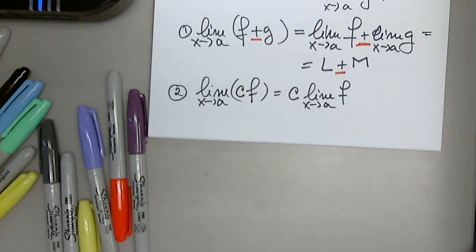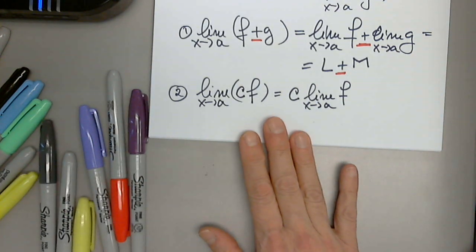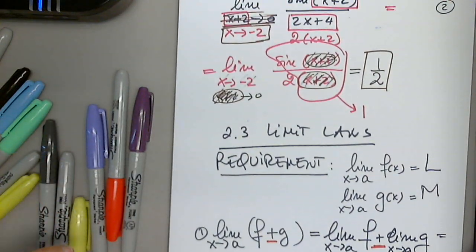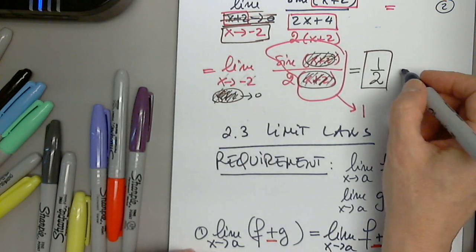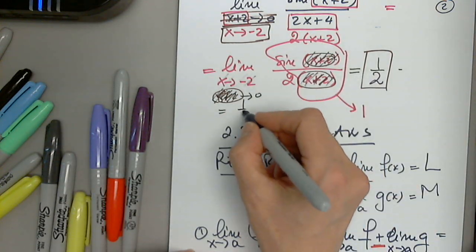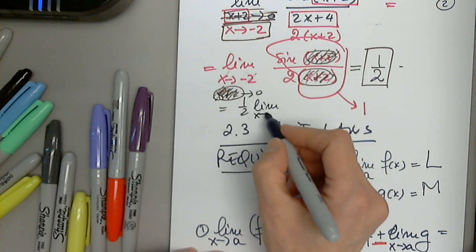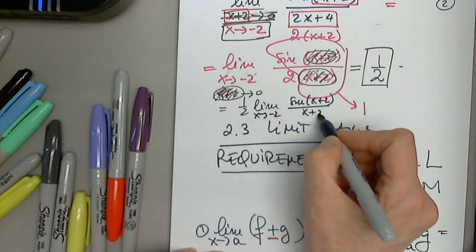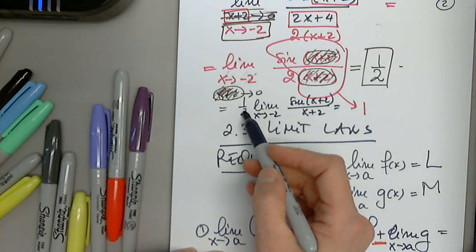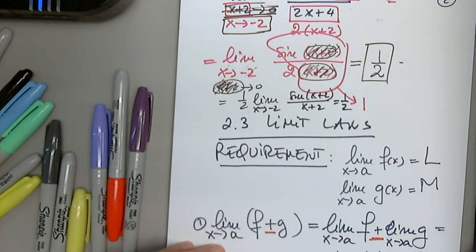Did we just use this? Yes. Let's go back for a moment. Without even telling you, we used it. We moved 1/2 in front. So I could have written here 1/2 times the limit as x approaches -2 of sine(x+2) over (x+2). This is 1 times 1/2, which is 1/2.